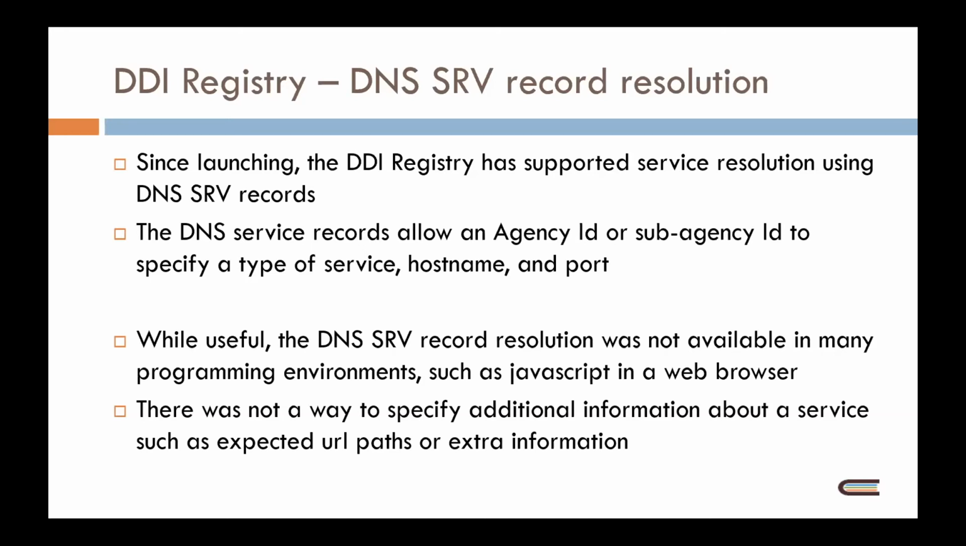So it was a little bit of a hurdle for people to fully use this service resolution. Another issue that came up is that there's not a way to specify additional information about a service in a DNS service record. You really only get a host name and a port. But it would be very useful if, for example, you're running a REST service, if you could specify an expected path that your service is using, because that enables some more lookup and resolution features.